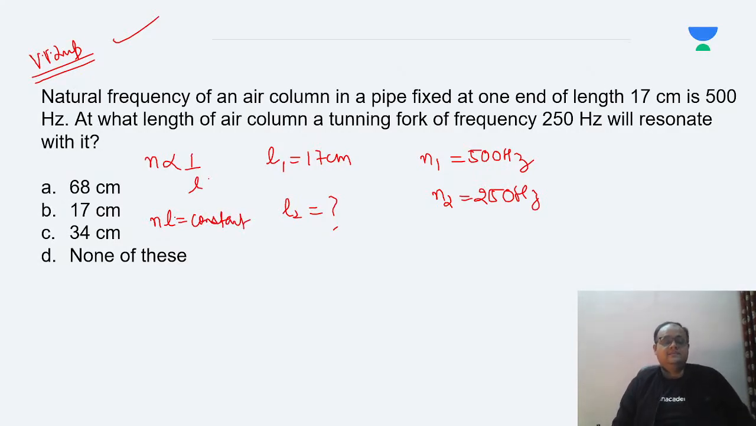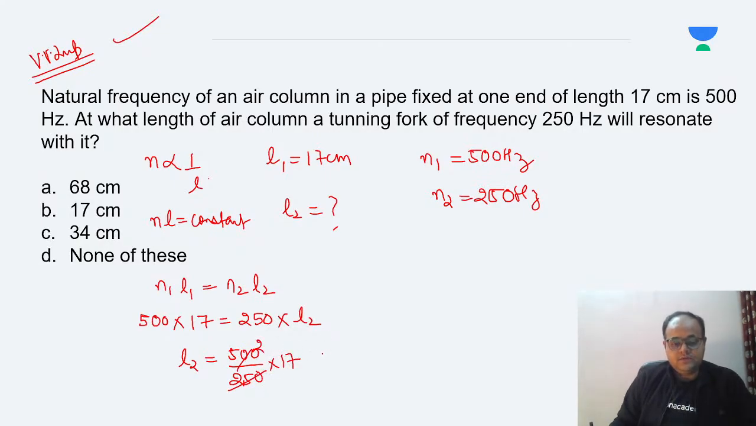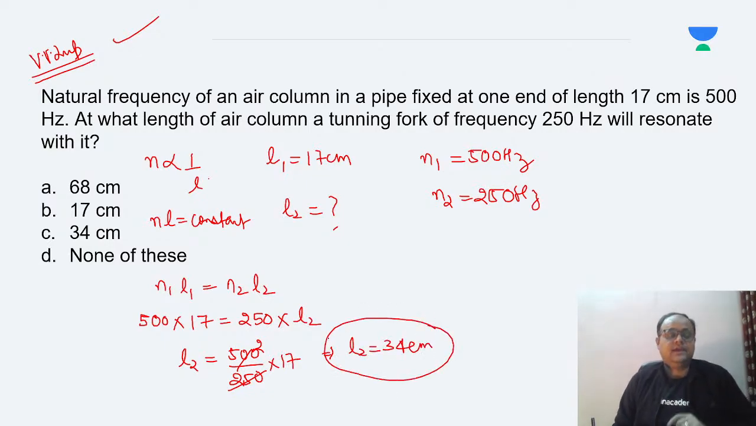Have you understood that? Yes. So what I can do is N1 L1 is equal to N2 L2. Now put the values. N1 is 500, L1 is 17, N2 is 250 and L2 is what we have to find. L2 is 500 upon 250 into 17. So what we get is L2 is equal to 34 centimeters, right? So C has to be the correct answer.